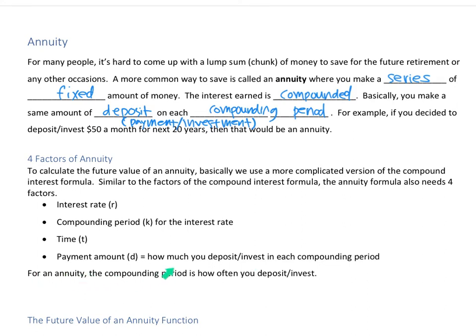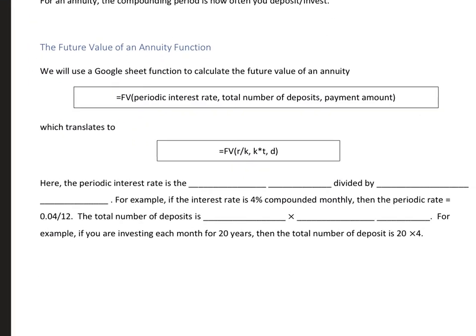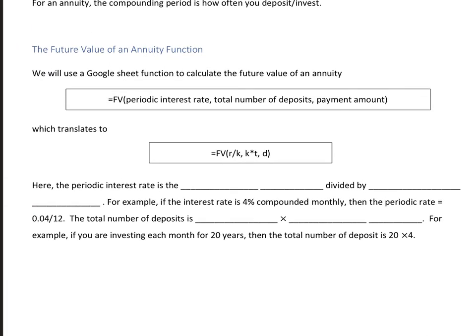And for annuity, the compounding period is basically how often you deposit. So if you're depositing every month, then the compounding period is monthly. If you're depositing every week, then compounding period is weekly, and so on and so forth. So how do I actually calculate the future value of annuity?